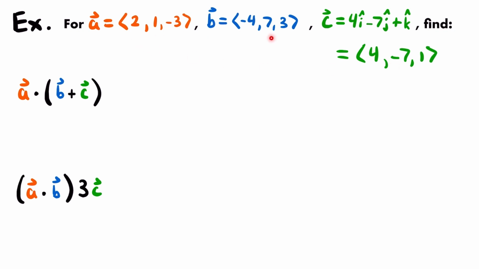And so now that we have all 3 vectors in the same form, let's work on evaluating some of these expressions that we have here. First off, we have vector A dotted with the addition of vector B plus vector C. Now, if you know the properties of the dot product, then you know that another way that you could calculate this would be to distribute vector A through both of these vectors, right?